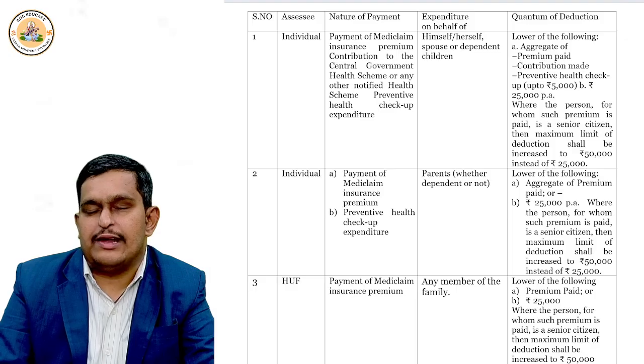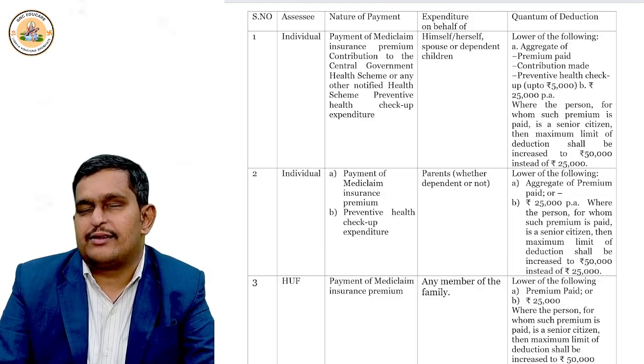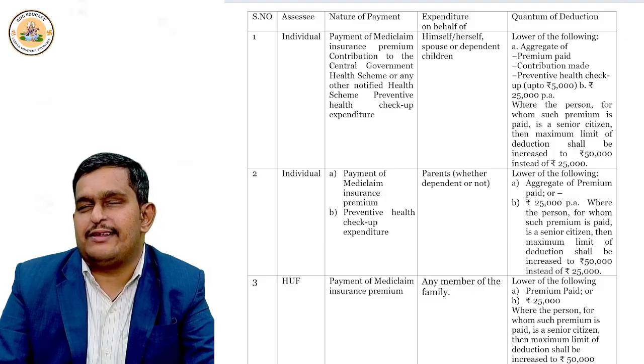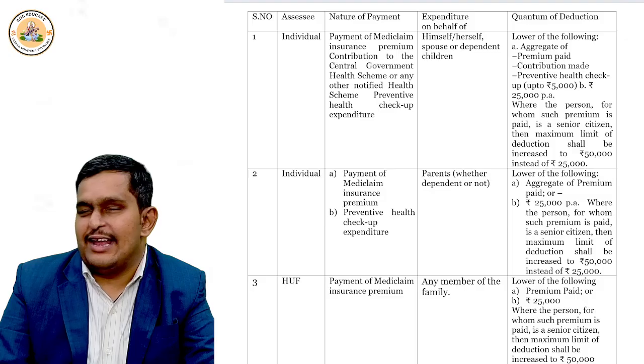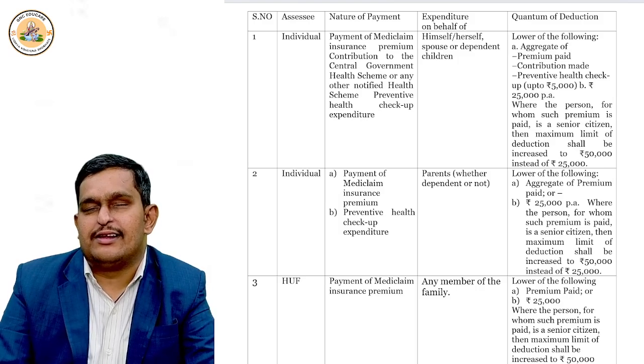Clear to all of you? Very good. But suppose one of these people is a senior citizen. Suppose husband or wife is a senior citizen. Then this 25,000 is increased to 50,000. That means your actual amount paid or rupees 50,000, whichever is lower, if one of them is a senior citizen, right? If none of them is a senior citizen, then amount paid or 25,000. So if one, none. Comparison clear? Very good. If any one of them is a senior citizen, then 25 will be replaced by 50.